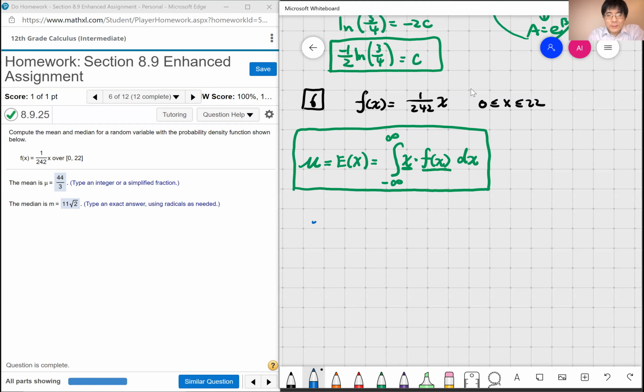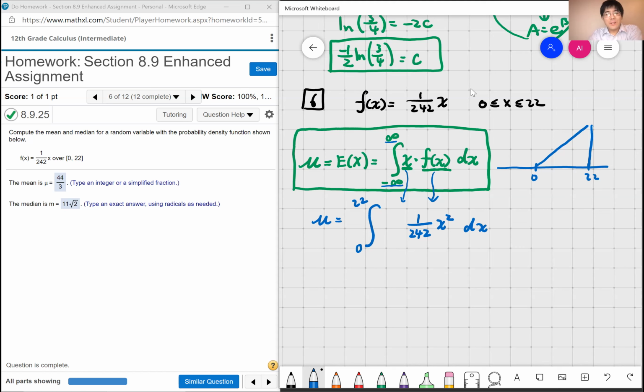So the mean is, in this case, we do not really need to integrate from negative infinity to infinity because the function exists only between 0 through 22. And this is just a line. We just need to find the integral from 0 through 22 of the function f multiplied by x. So it's going to be this, multiplied by x, that's how we find the mean. So now integrate this one. Forget about this number, it's just a constant multiple.